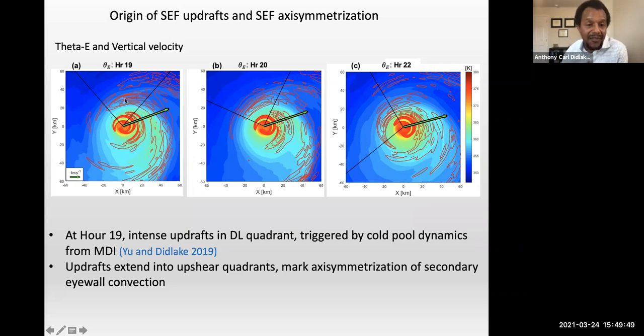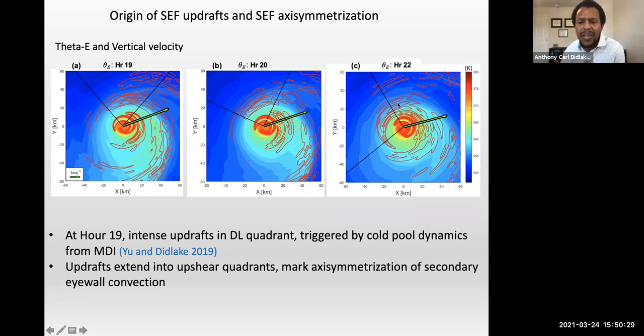And this very strong, persistent updraft, you can see by hour 20, and in hour 22, marching around into the upshear quadrants. And this is actually where we marked the axisymmetrization of the secondary eyewall convection. So we are still working on connecting this secondary eyewall formation, the axisymmetrization of these updrafts, to the rainband complex and that axisymmetrization process.